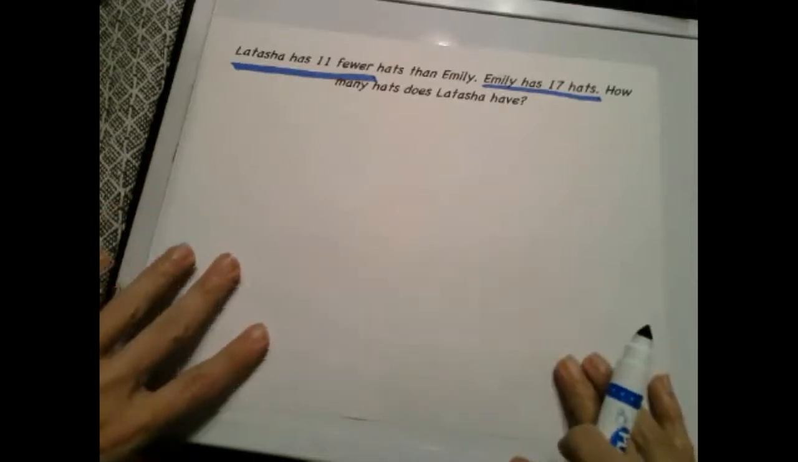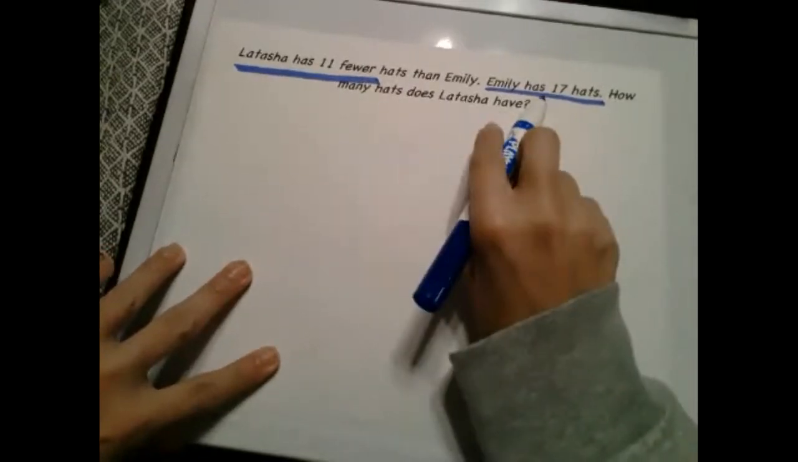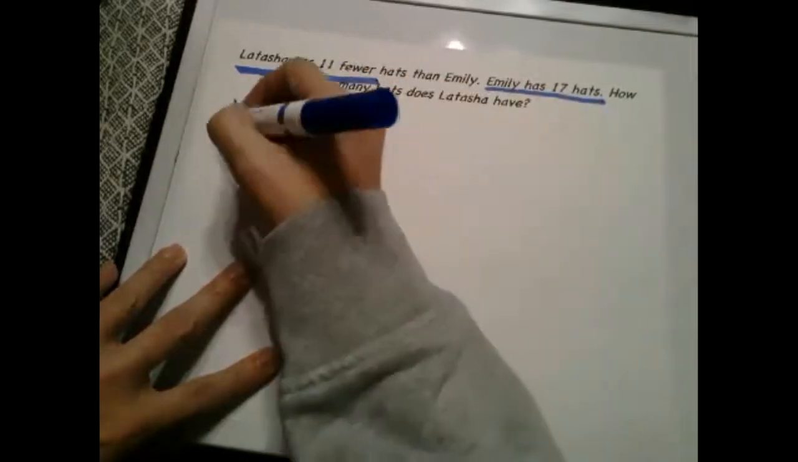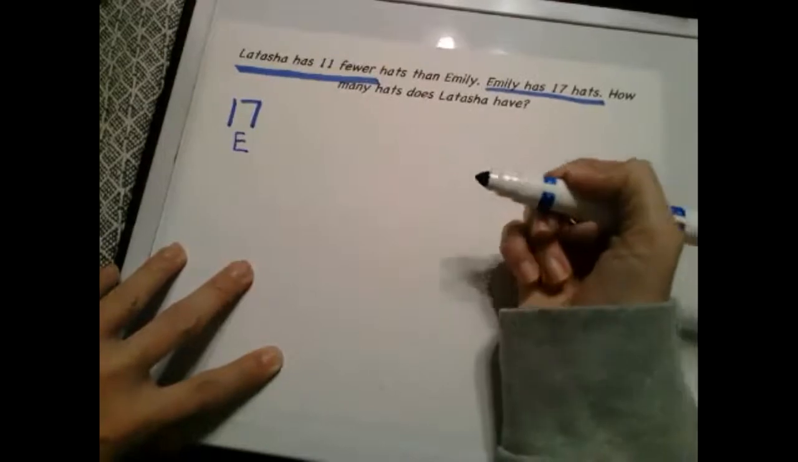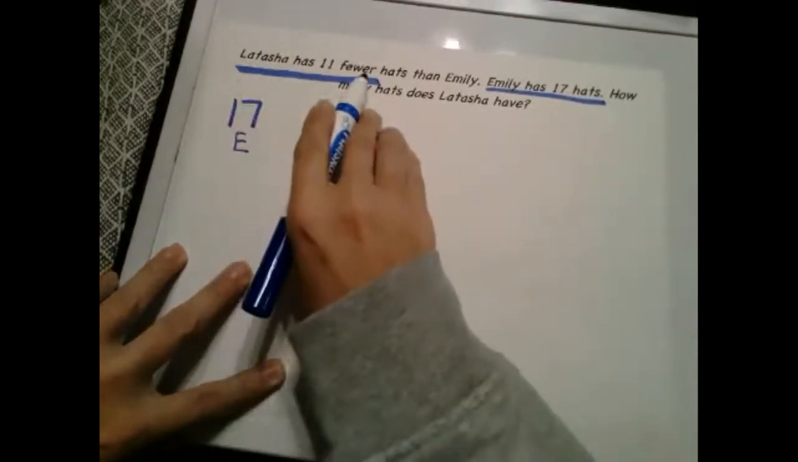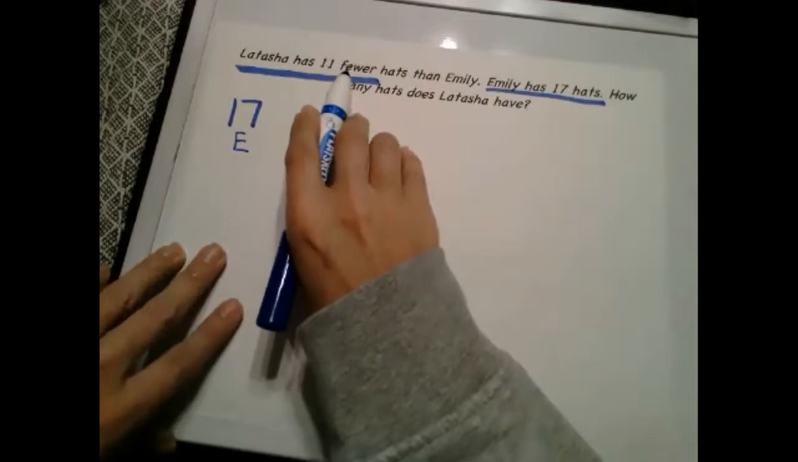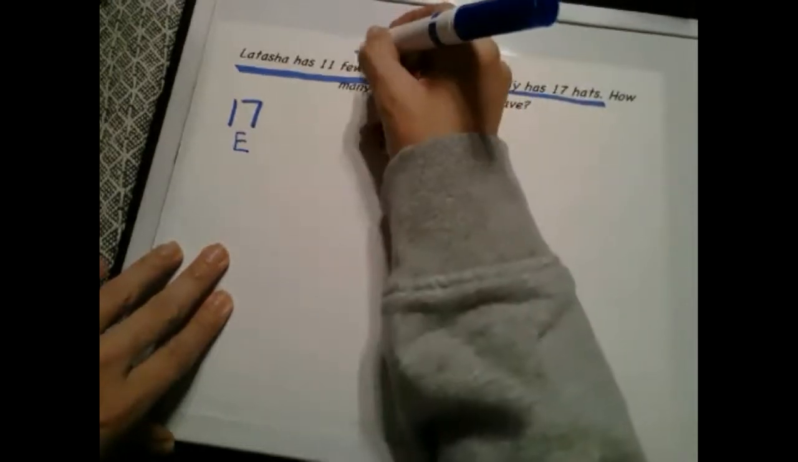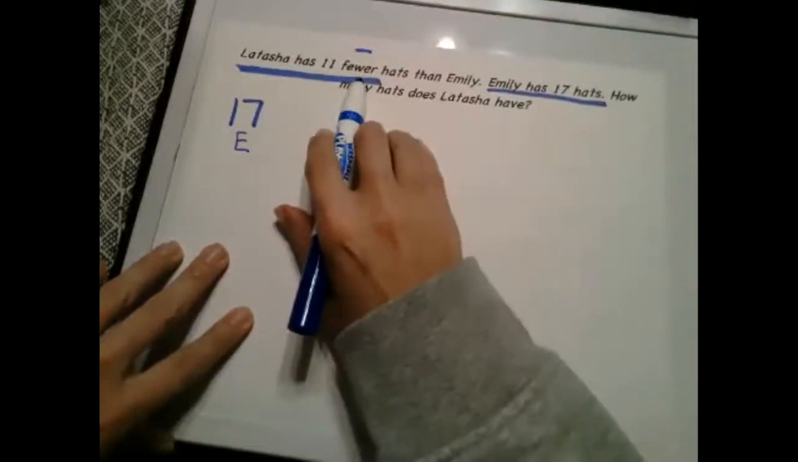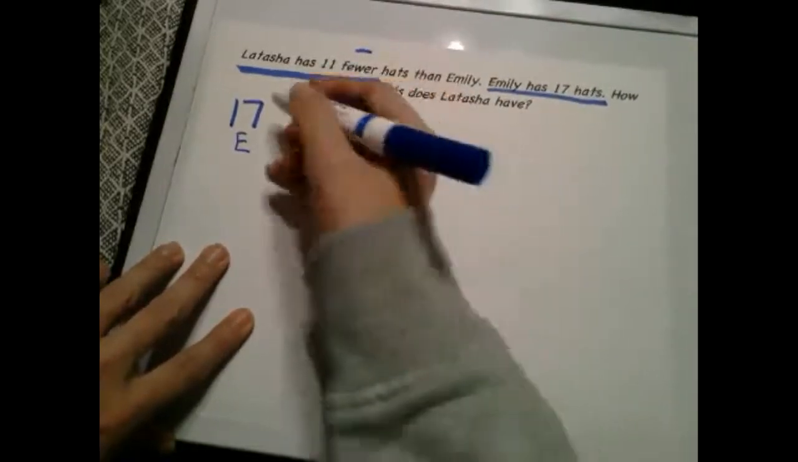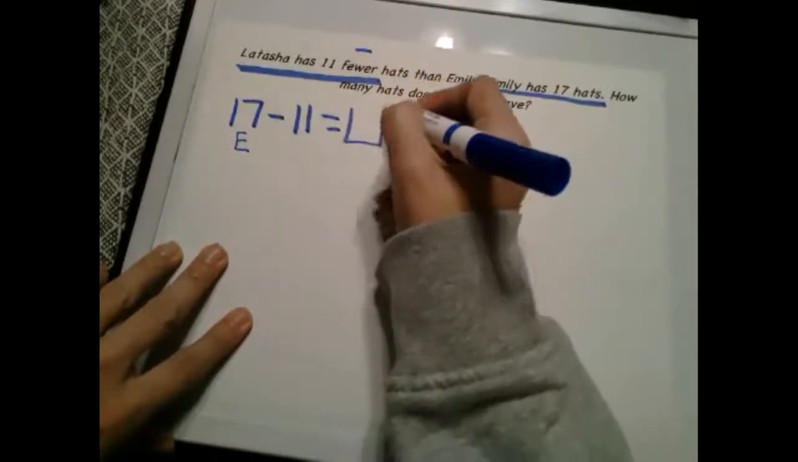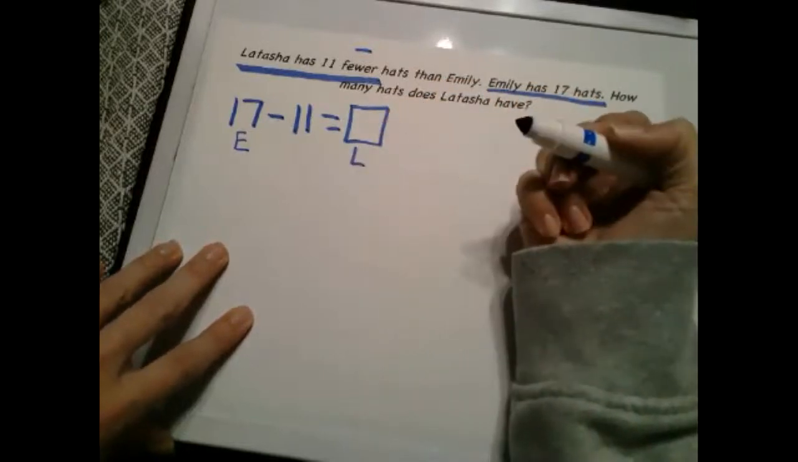Great job, guys. So I know that Emily has 17 hats. I know that Latasha has 11 fewer. So when it says that she has 11 fewer, are we going to be adding or subtracting? That's right. I'm going to be subtracting because if she has 11 fewer, then I know that she has less. So I'm going to minus 11 to find out how many Latasha has.